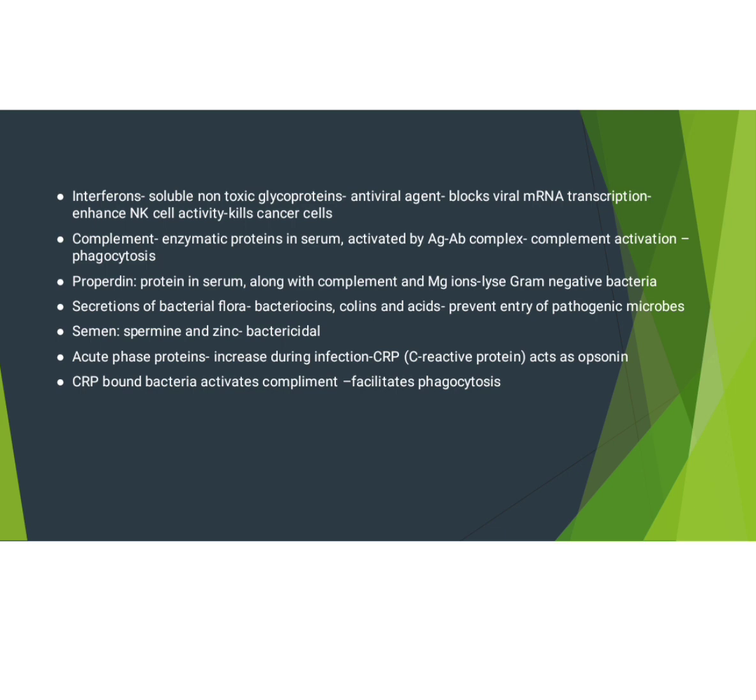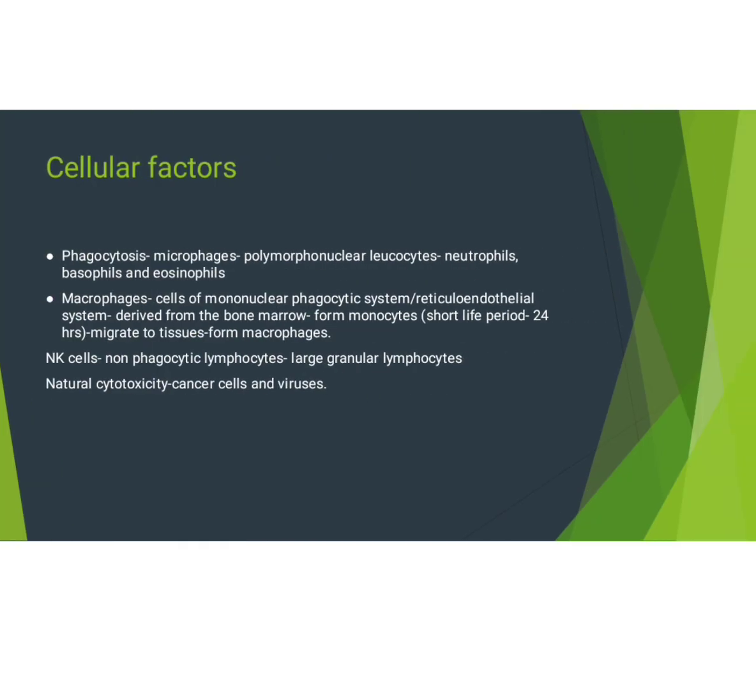Next is the cellular factors. The cellular factors include the process of phagocytosis, which is done by the leukocytes like the neutrophils, basophils, and the eosinophils. The macrophages, which are the cells of the mononuclear phagocytic system and derived from the monocytes, migrate to the tissues. They form macrophages and try to engulf the pathogens and destroy the pathogens. The natural killer cells, they are the non-phagocytic lymphocytes, and they are also trying to kill our pathogens.